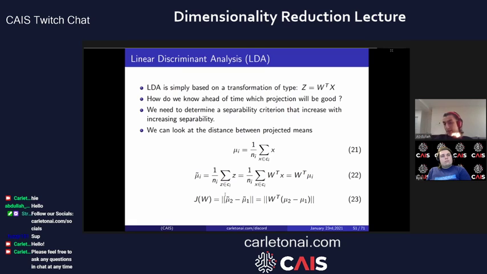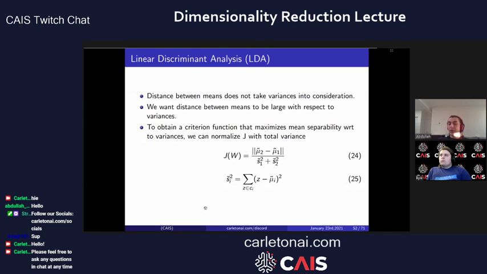And we know that the projected means, tilde mu2 and tilde mu1, are simply the transformation matrix W multiplied by mu1 and mu2, so their difference is W times (mu1 minus mu2), right? And this is our objective function that we're trying to maximize because we want to maximize class separation, right? But this distance between the means does not actually take the variance into consideration. So if we want the means to be well separated with respect to the variances, we simply normalize the objective function with respect to the within class variance, right?